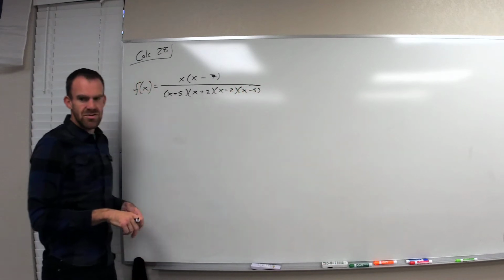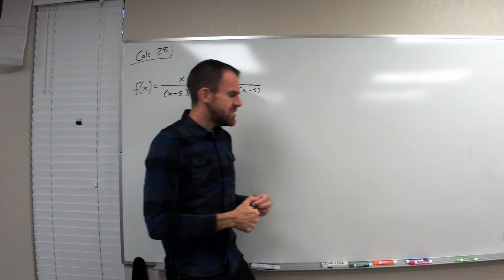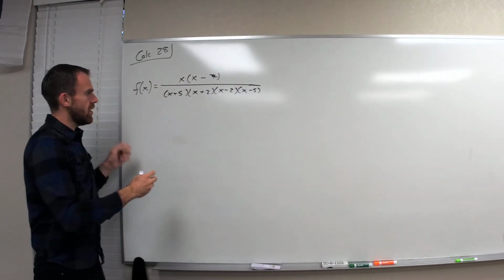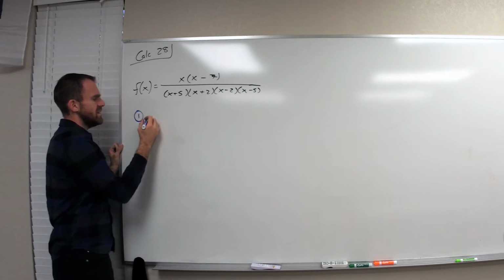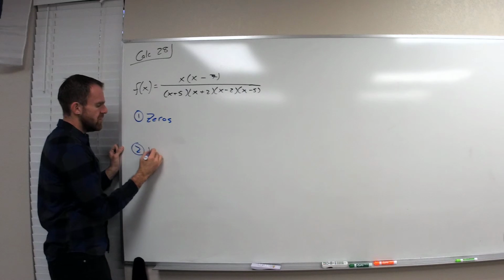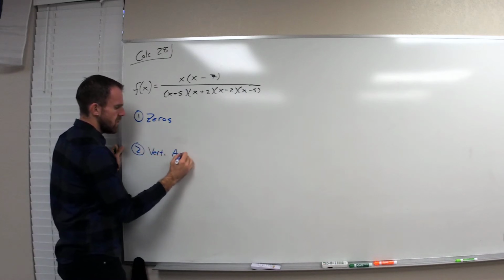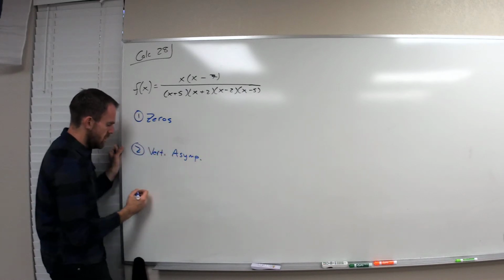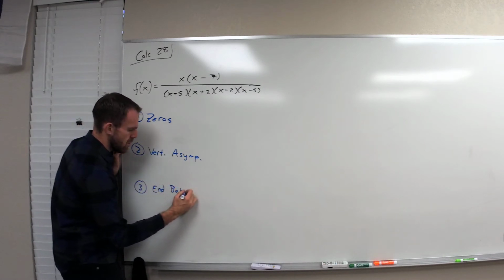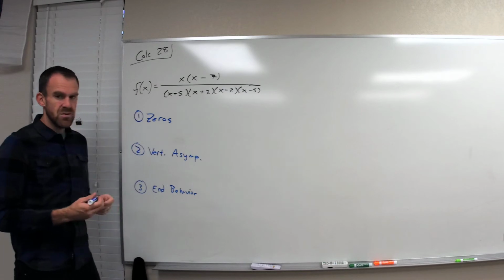All right, so how do we address this? Well, there's a few steps that we have to take in order to make sure that we're graphing these polynomials correctly. The first thing is I need to find its zeros. Next, I'm going to find your vertical asymptotes. Third, I'm going to find the end behavior. And that's as far as we're going to go.